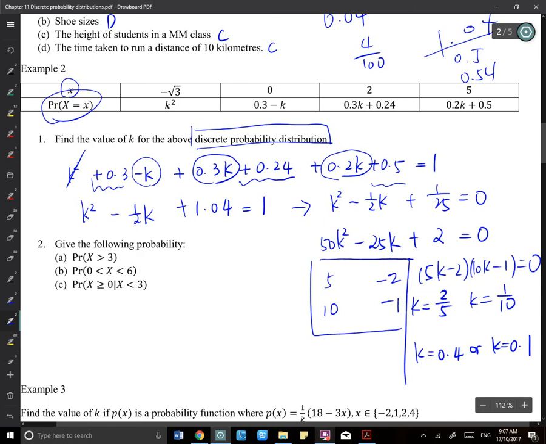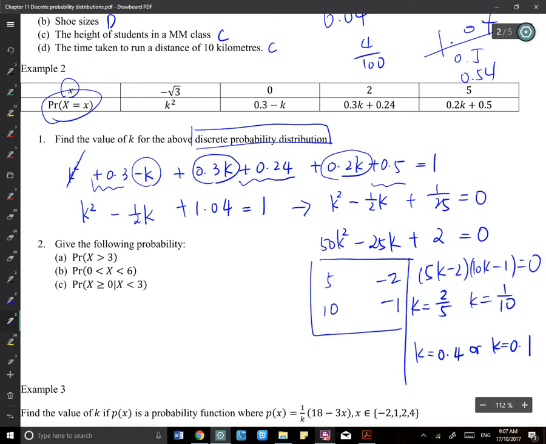Can I take both values? Yes or no? Why? Why no? I didn't hear it. You need to test the second condition as well. You only satisfy when you sum them equals to 1. You only satisfy one condition. You haven't checked the second condition after you sub things in.